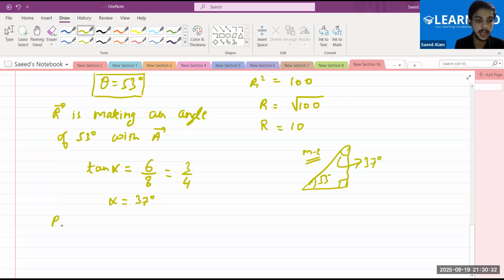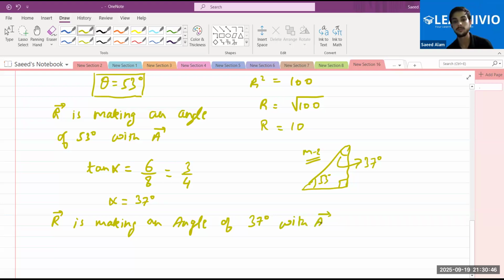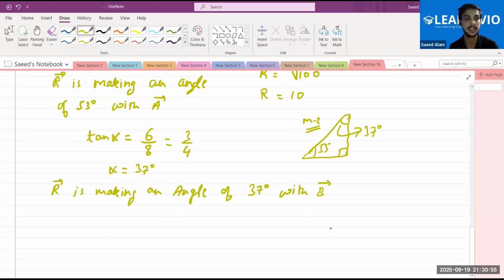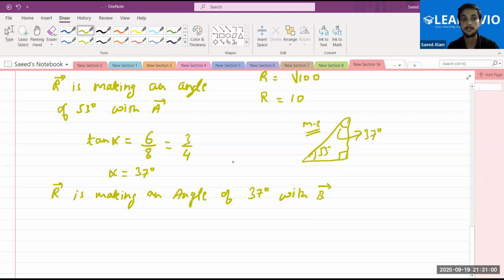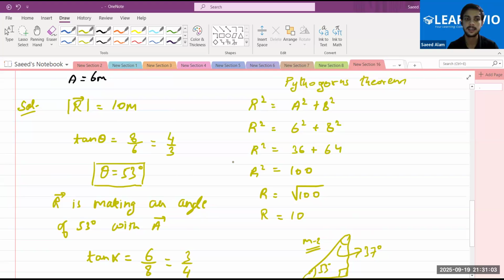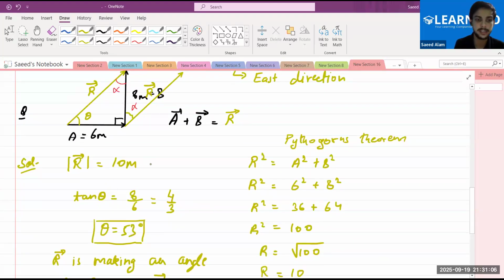So now I can represent that R is making an angle of 37 degree with A. Understood? Oh, sorry, with B. This time I had found the angle with B. Is this clear to you? Yes. Okay, so we are done with this, but we had seen two things. Basically, how I had reached this R: R was nothing but under root of A square plus B square. Yes or no? This was how I had obtained R.